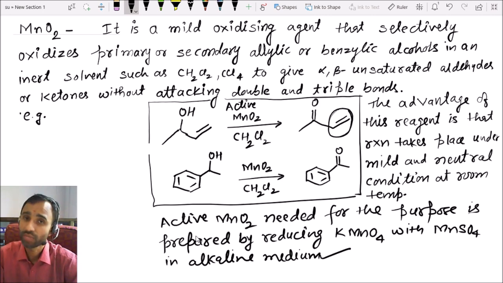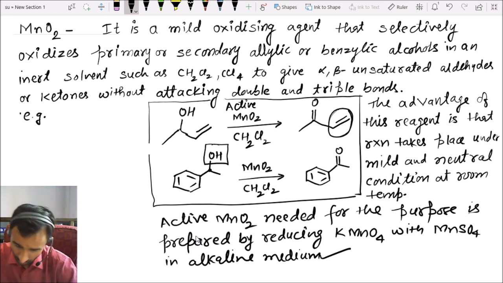Same is the case with benzylic. This is benzylic alcohol, means saturated carbon next to the ring is called benzylic carbon, and if OH is attached to it, that is called benzylic alcohol. So benzylic alcohol in the presence of MnO2 in inert solvent, again C double bond O, this OH is oxidized to C double bond O. We get aldehyde or ketone.